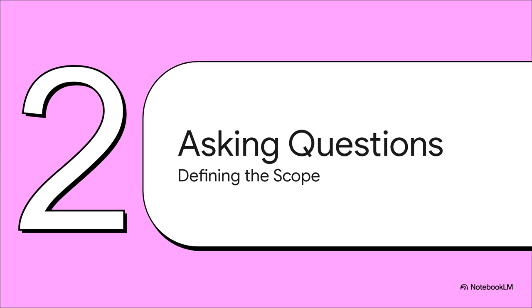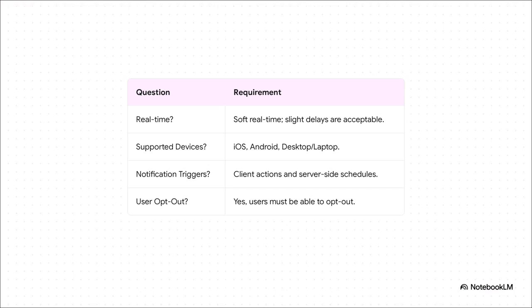All right, so we get the basic pieces now. We know what these things are, technically speaking. Now for what I think is the most critical step in any big engineering project, asking the right questions to figure out exactly what it is we need to build. So what are the rules of the road here?